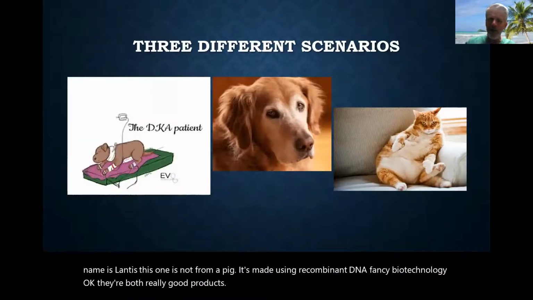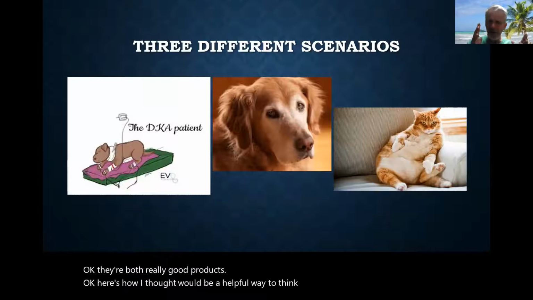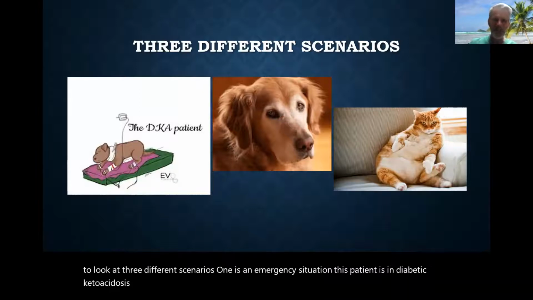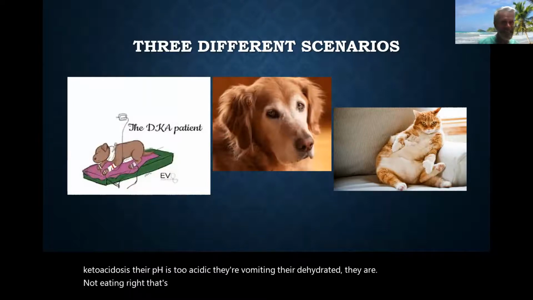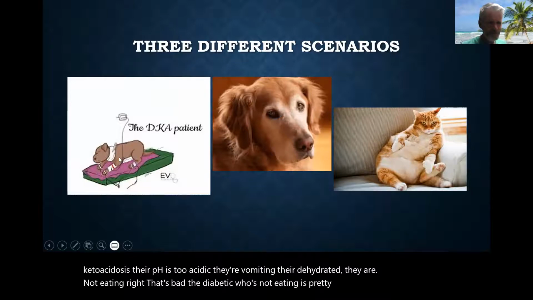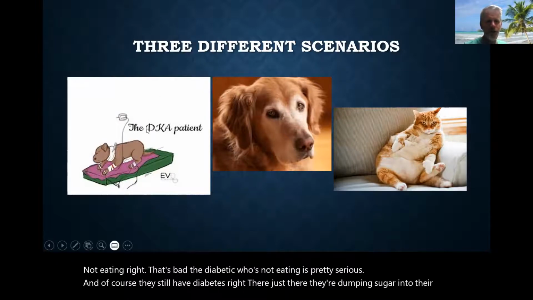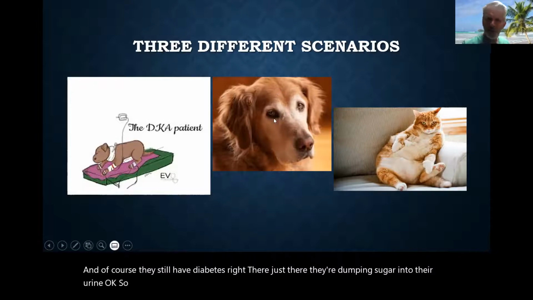Here's how I thought would be a helpful way to think about the different insulins. We're going to look at three different scenarios. One is an emergency situation. This patient is in diabetic ketoacidosis. Their pH is too acidic. They are vomiting. They're dehydrated. They are not eating. Right, that's bad. The diabetic who's not eating is pretty serious. And of course, they still have diabetes. Right, they're dumping sugar into their urine.